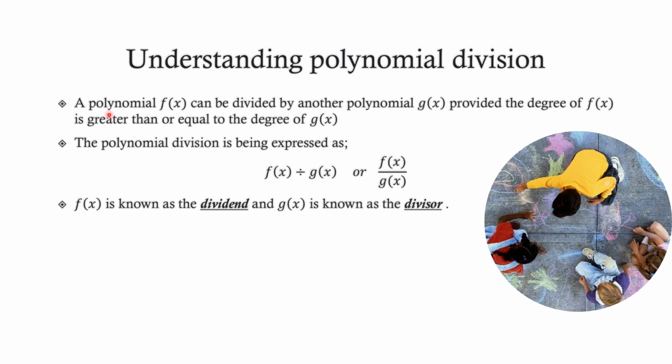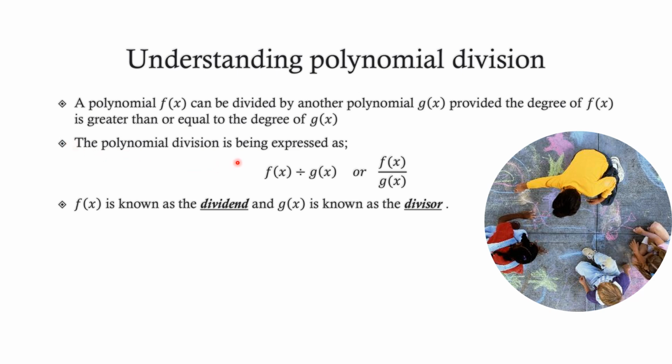And listen to this. A polynomial f of x can be divided by another polynomial g of x, provided the degree of f of x is greater than or equal to the degree of g of x. So it means that polynomial division is only possible between function f of x and function g of x, provided the highest power of f of x, that is the degree of f of x, is greater than or equal to the highest power of g of x, that is the degree of g of x.